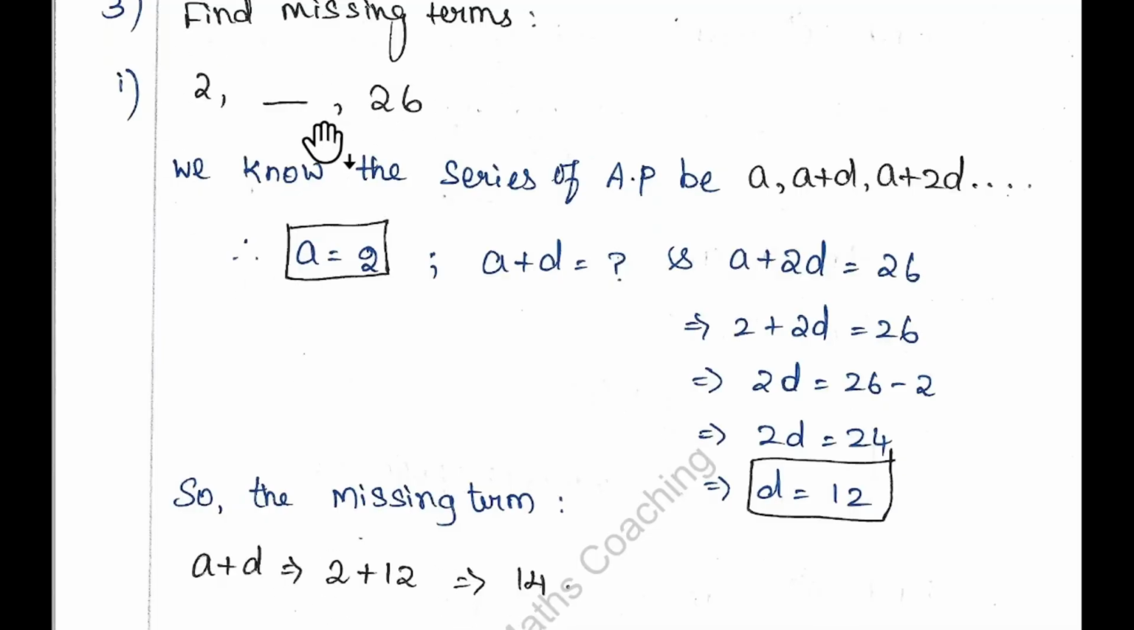So whenever the missing term is given, no, you need to find out the series of AP first. In what is given in the series of AP, A and D. So you need to find out A and D first. A is directly, we know, 2, and to find D, you're taking this third term. A plus 2D is 26 and find the D, and any missing term you can just use this series and get the missing term. So let's continue in the next video.